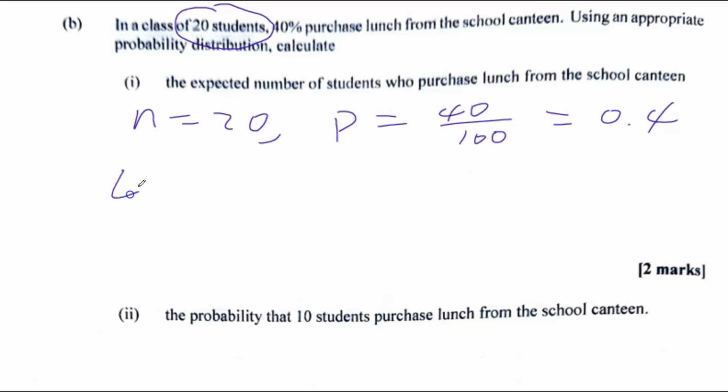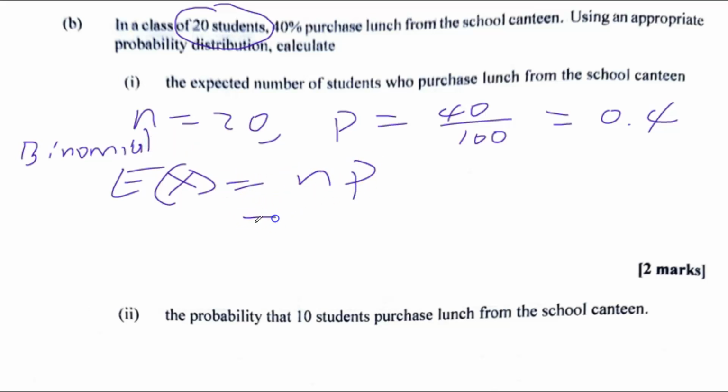So the expectation for this type of distribution, I'll just label it, this is a binomial distribution, right? So E(X) is n times p, n the number of students, 20, the probability of buying lunch from the canteen is 0.4, so 20 times 0.4, that's 8, so we expect 8 students to buy lunch from the canteen.